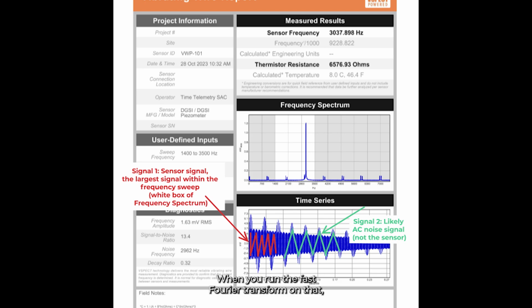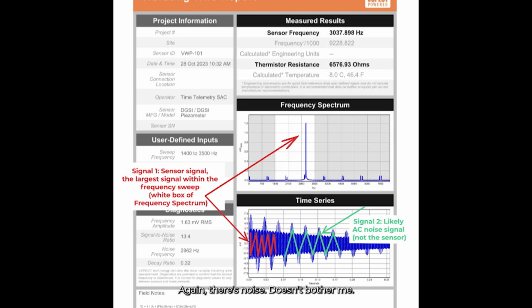When you run the fast Fourier transform on that, what you're going to get is the primary signal of the vibrating wire sensor, again, that has a strong amplitude of 1.6, and it is 13 times stronger than the nearest competing signal. That nearest competing signal is 2,900 hertz. You can see it right there at the base of the vibrating wire signal. What that means, the vibrating wire output is 13 times stronger than the noise source.